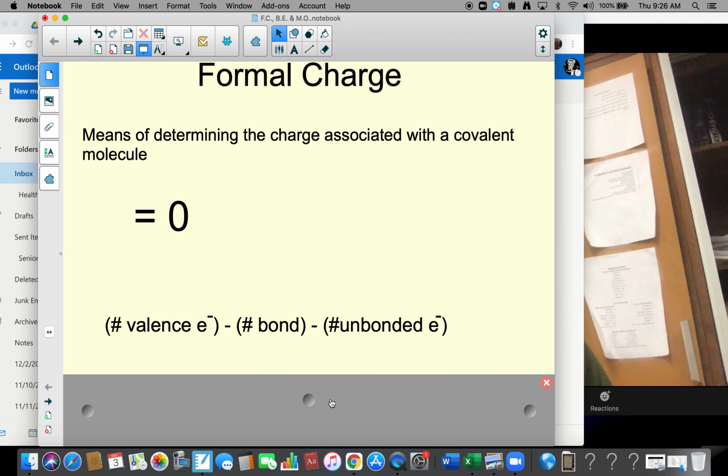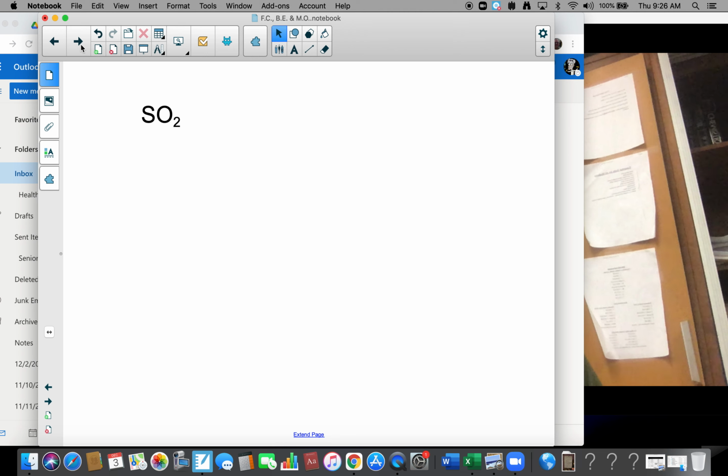And the way we find it is we take the number of valence electrons minus the number of bonds minus the number of bond electrons. So let's do an example of SO2. Look at the structure. Remember, SO2 is a resonance structure. We have a double bond and a single bond. So we'll look at one of these first, one of each.